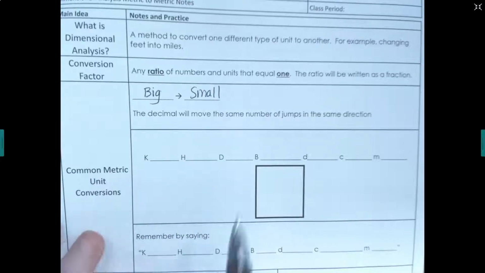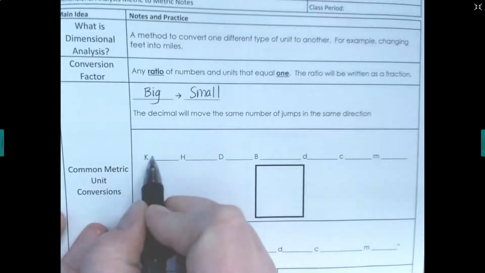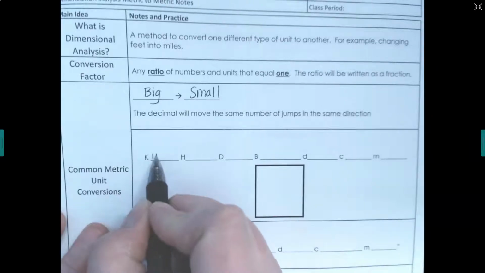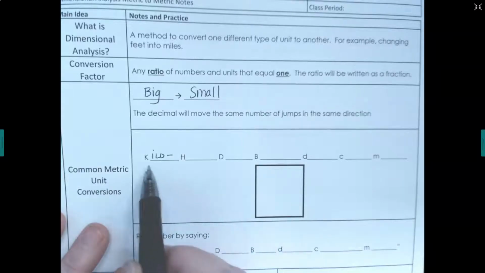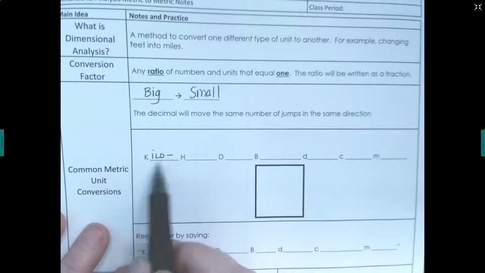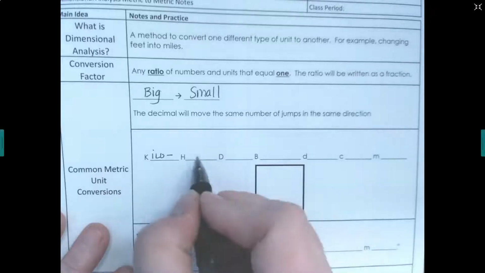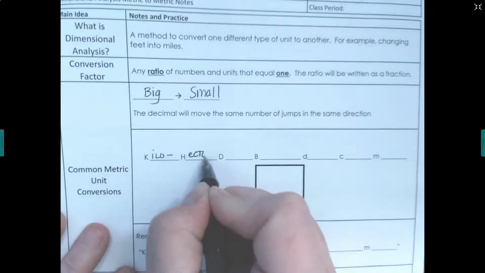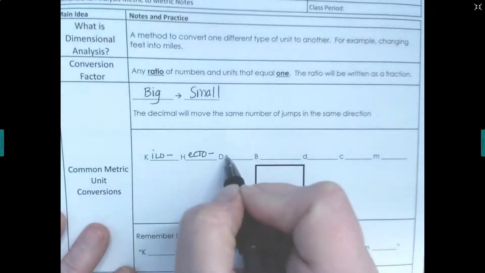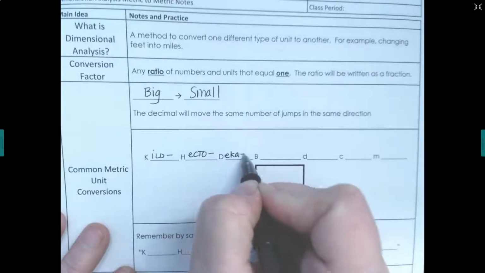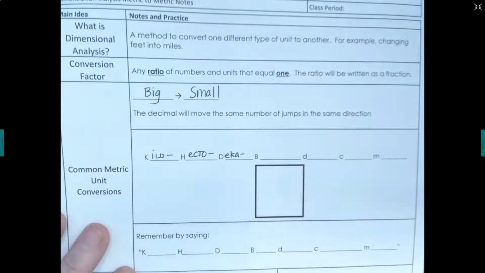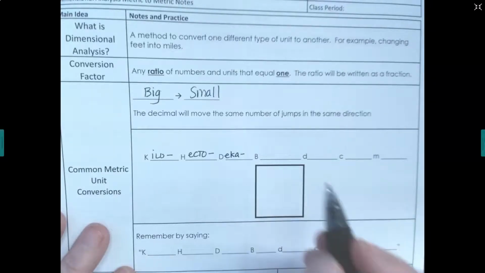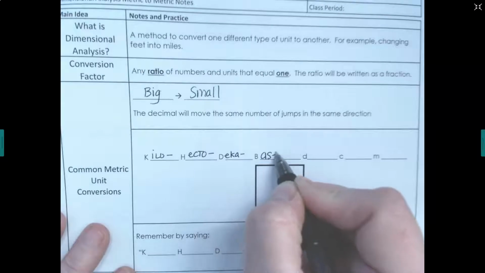The big K on the left stands for kilo, and then you would put whatever your base unit is. We have kilo, like kilogram, kilometer. The H stands for hecto. The D stands for deca. Notice this is a capital D because there's another D over here that's a lowercase d. They mean different things. The capital D is deca. The B stands for your base unit.